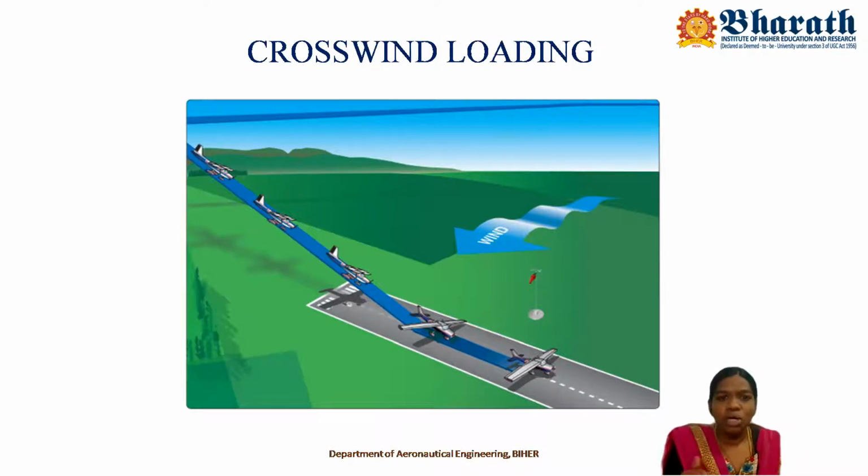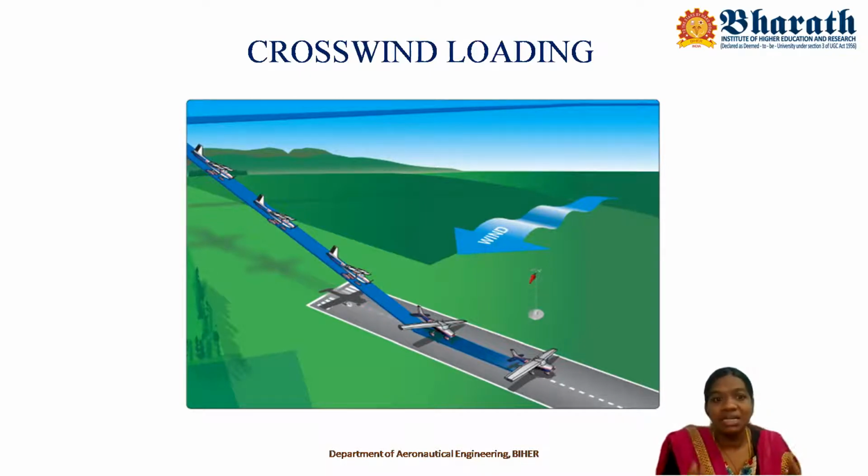So what is crosswind landing exactly? A crosswind landing is a landing process that involves maneuvering an airplane so that it's able to land in crosswinds. So even during the crosswinds, the pilot will be able to land the aircraft safely. That is called the crosswind landing.